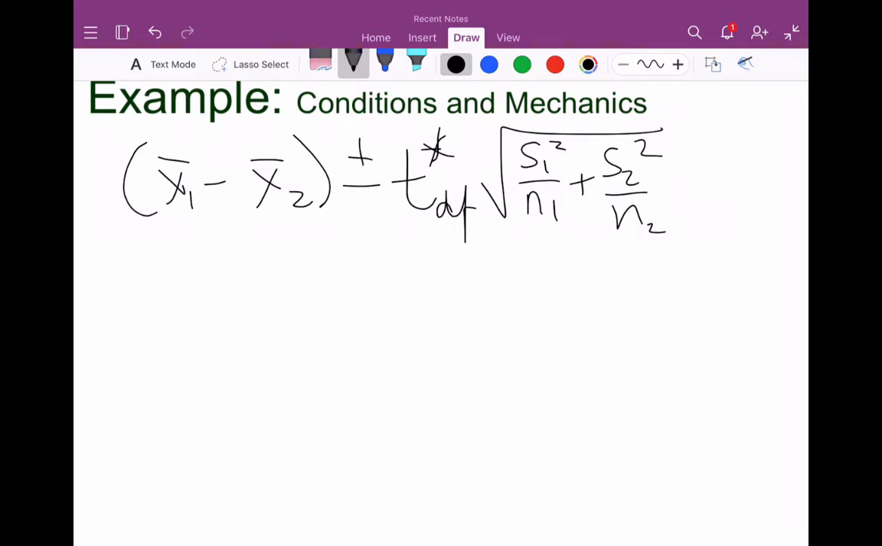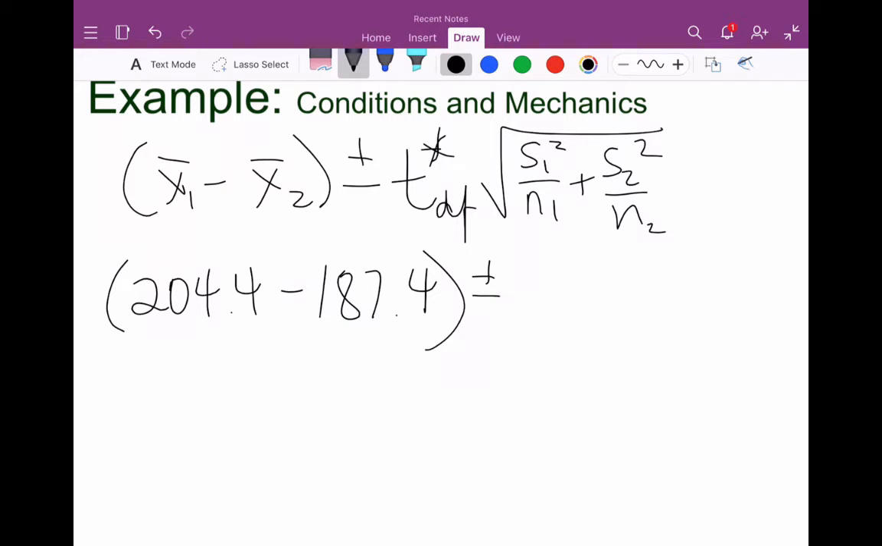So in this particular case, again, you would type the data into your calculator, and when you do it on your calculator, which I can show you tomorrow, you'll be performing a 2-sample t interval. Then we find out that the mean for generic batteries, because I'm going to make generic 1 and brand name 2, is 204.4 minus the mean for brand name, which is 187.4, plus or minus.